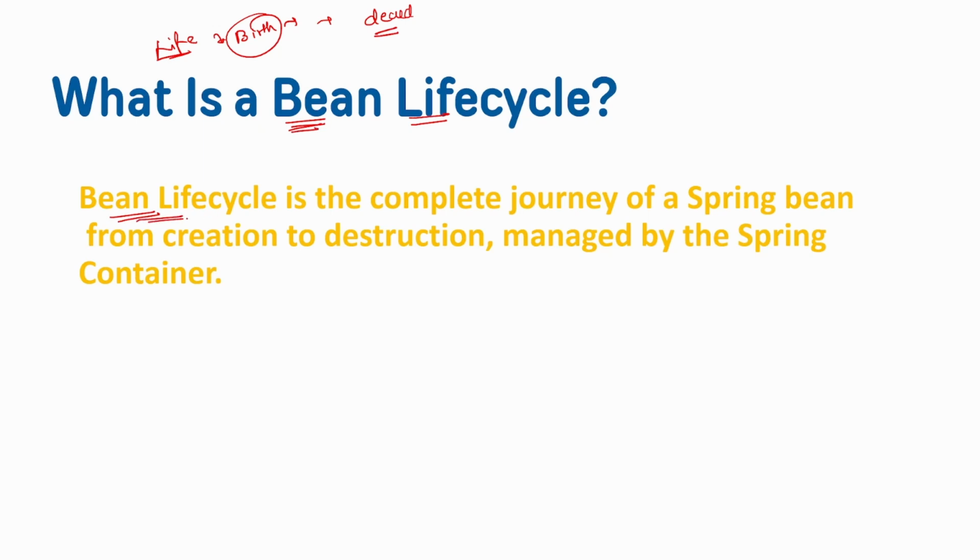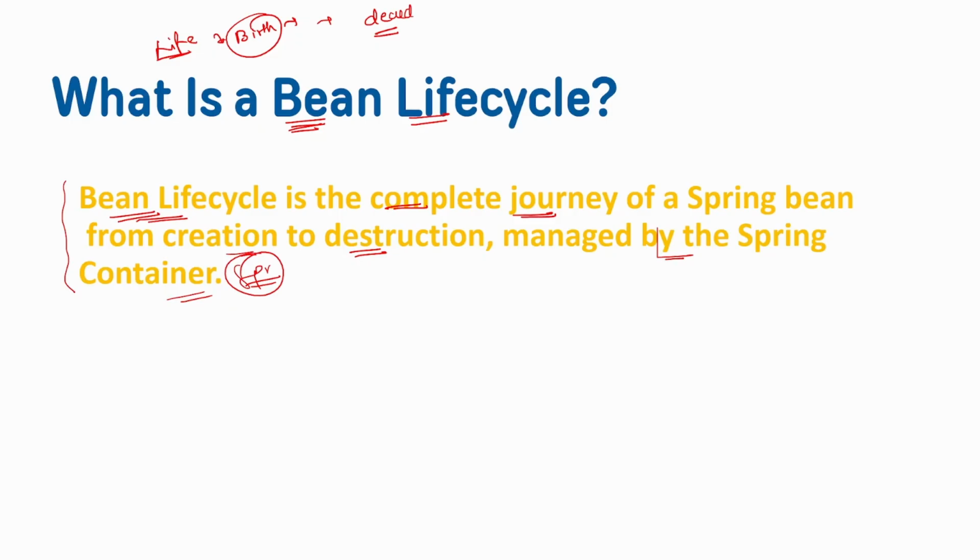So what does life cycle mean? Bean life cycle is the complete journey of a Spring bean from creation to destruction, and it is managed by the Spring container, or the Spring context.